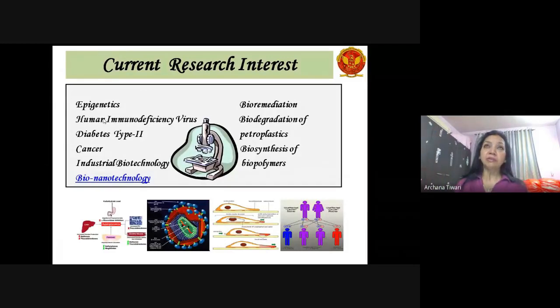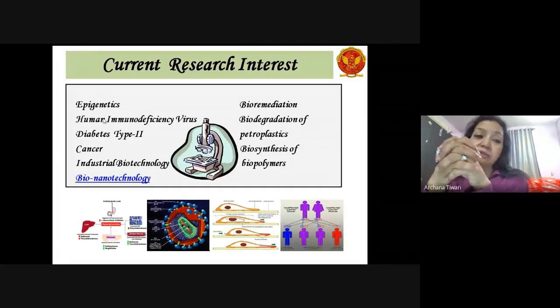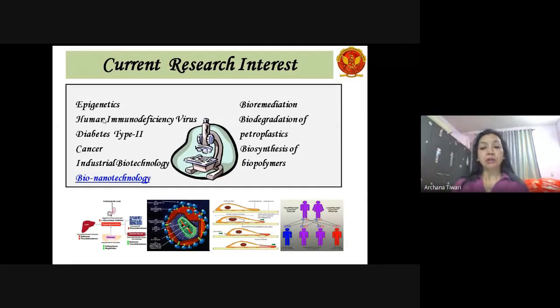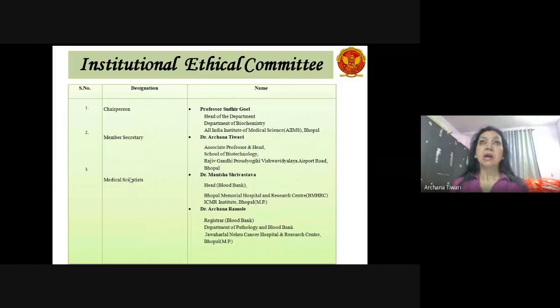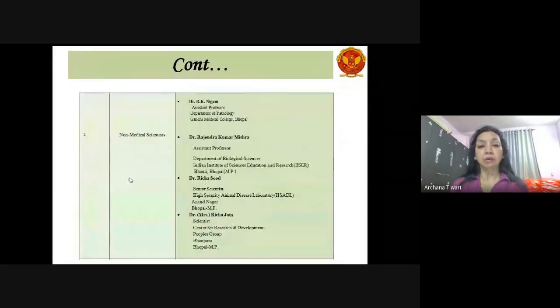Industrial biotechnology, under which we are mainly focusing on the preparation of biopolymers. Then nanobiotechnology also, and under environmental biotechnology, bioremediation, biodegradation of petroplastics, biosynthesis of biopolymers. Some glimpses of the research papers which we have. We also have the Institutional Biosafety Committee and Institutional Ethical Committee.